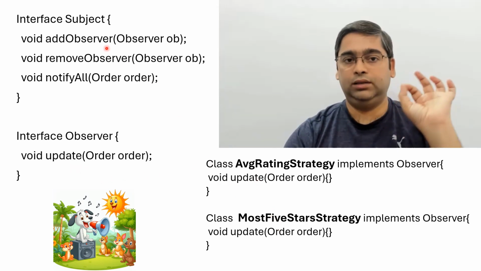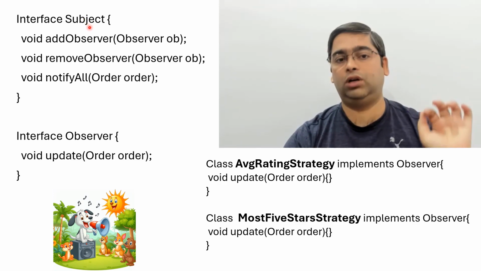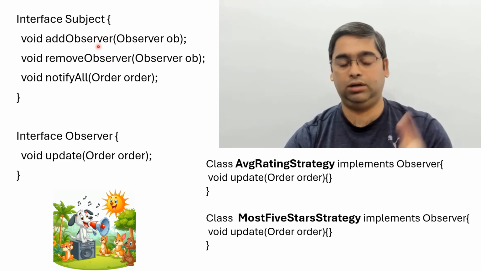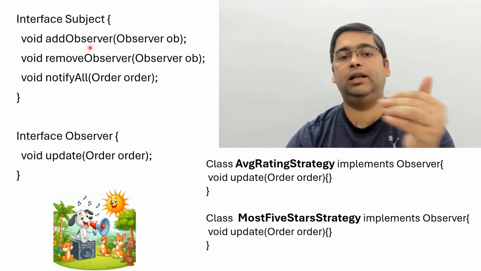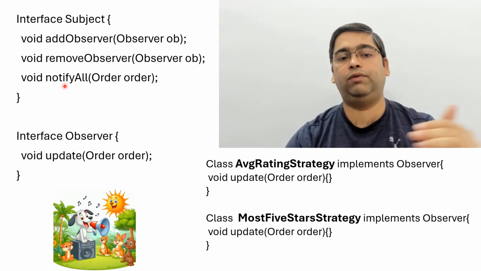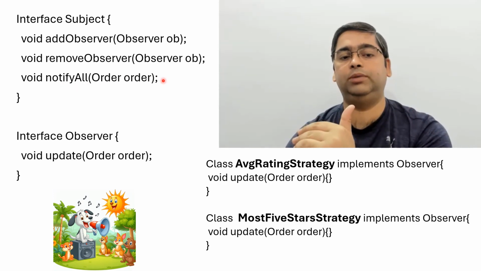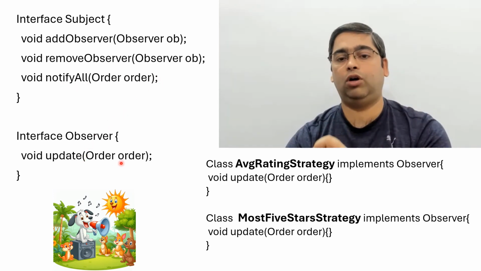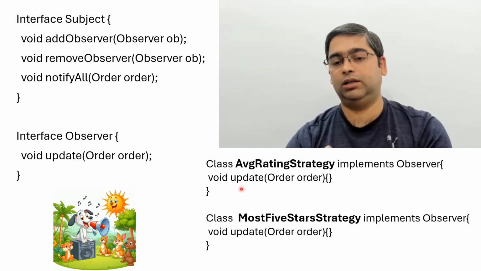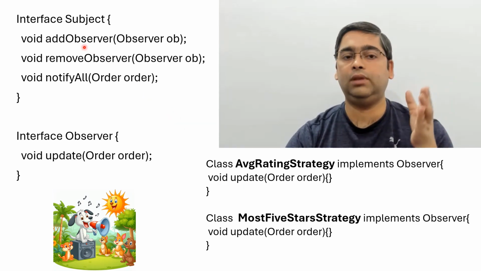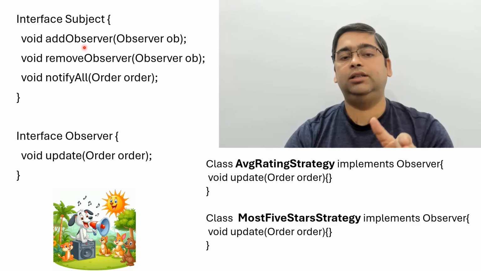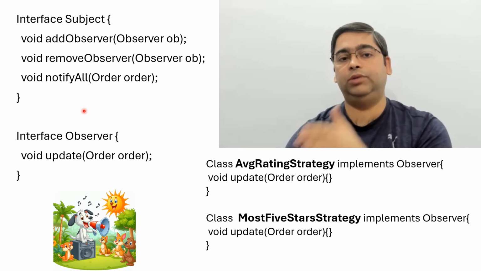Now this subject will be something like our orders manager class, which has the rate order method. Whenever rate order is called, it will call notify all, and this subject will maintain a list of all observers. So notify all will just iterate through all the observers and call observer.update, which will one by one send updates to each observer. Pretty simple. An add observer method is given, so now we can add observers at runtime.